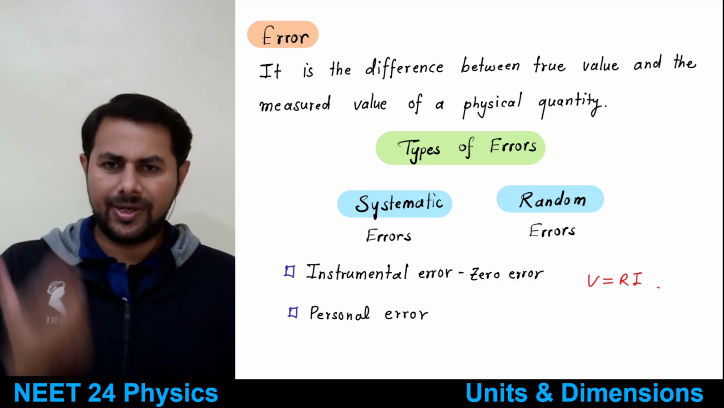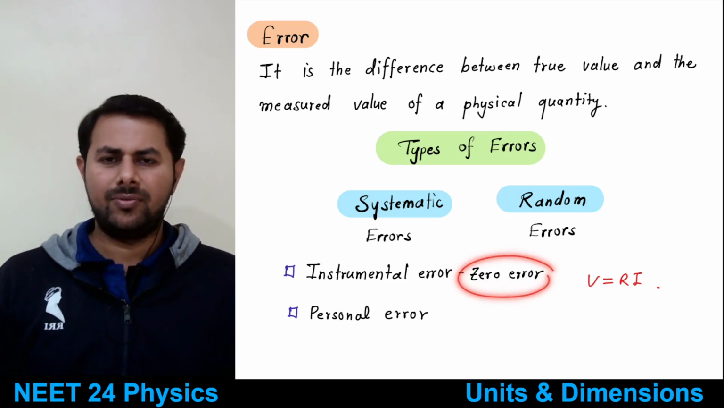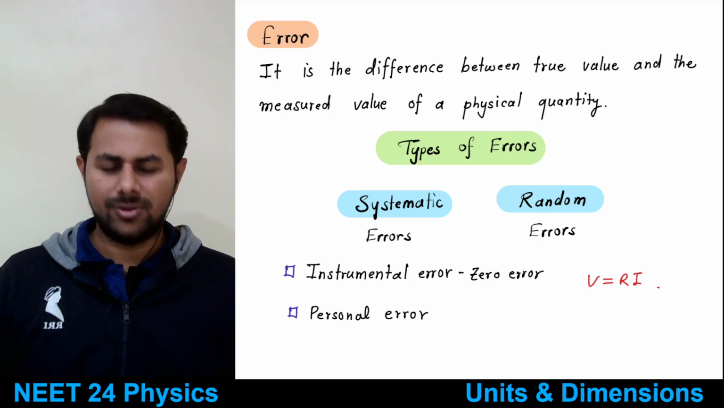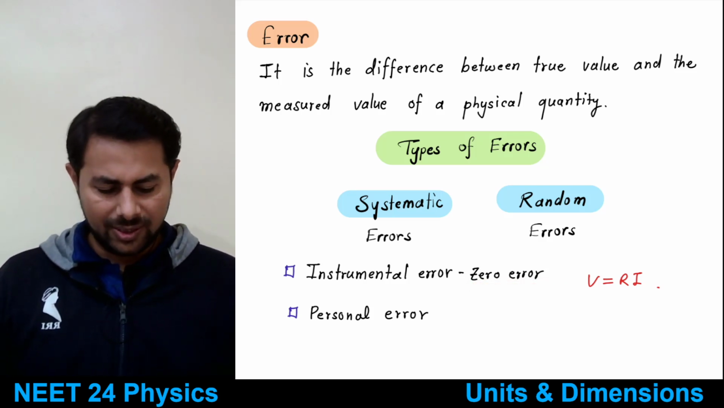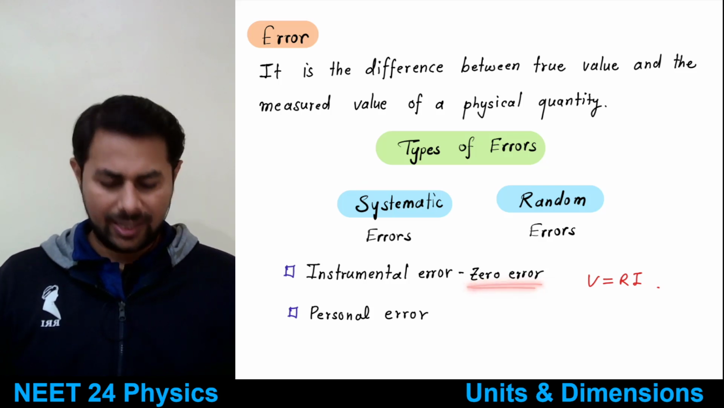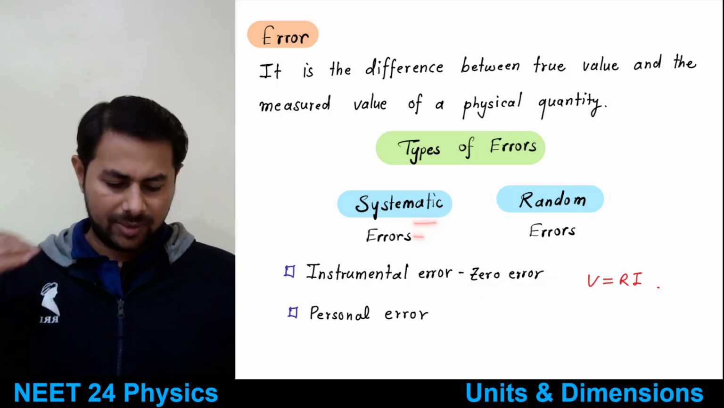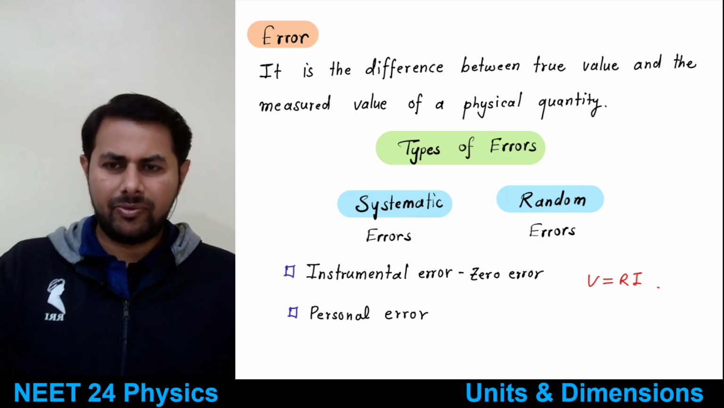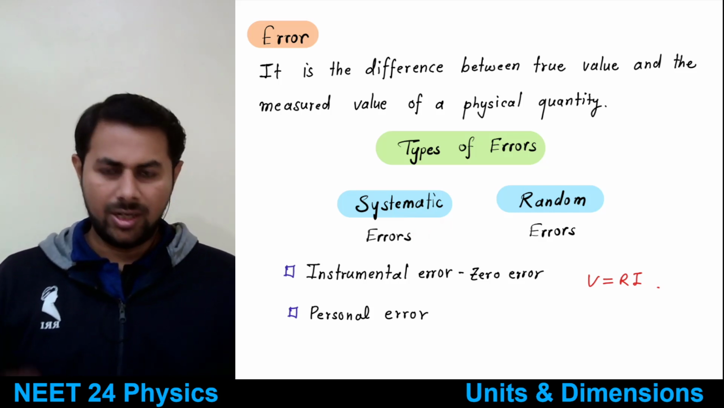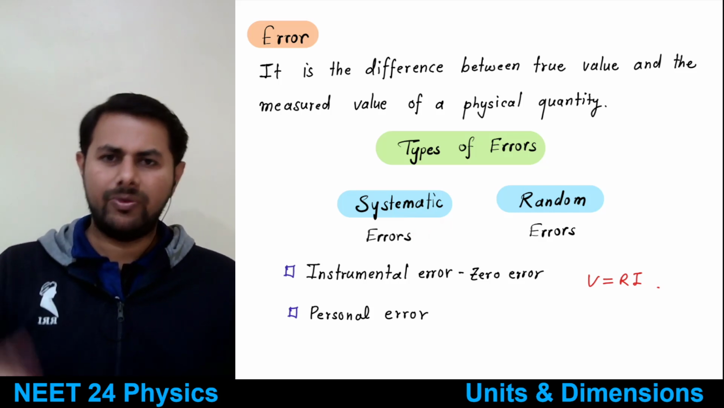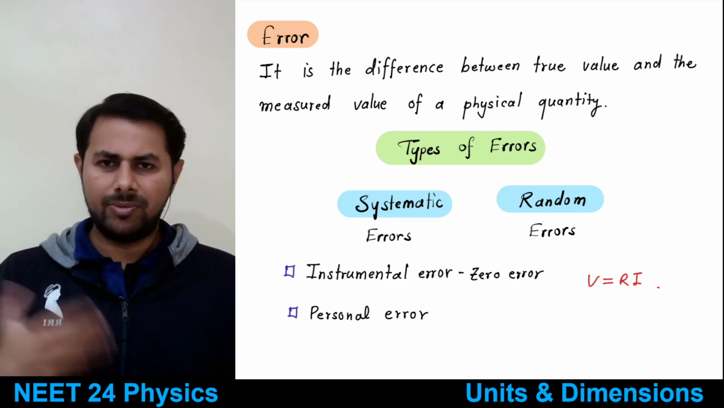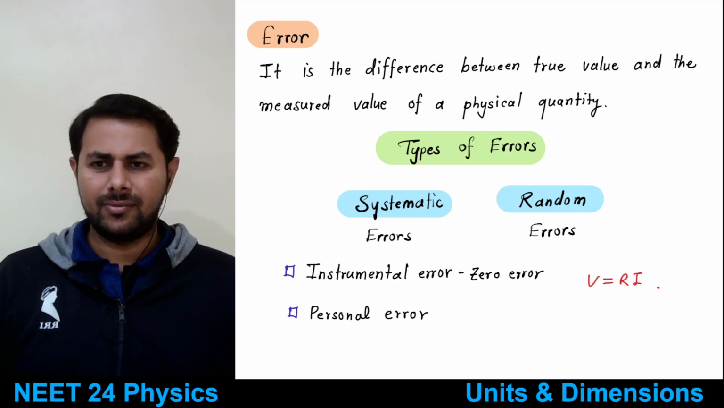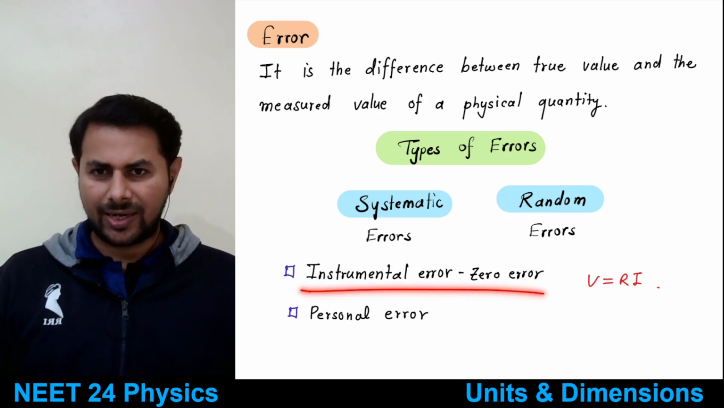So what should you do? You should subtract this zero error from all of the readings, all of the measurements, to get the actual measurement. So this can be minimized, and it is systematic. That means when there is no current flowing in the circuit, it shows a positive error. Every time it will show positive error only, and magnitude-wise it will also be the same. So this is clear why this is systematic.